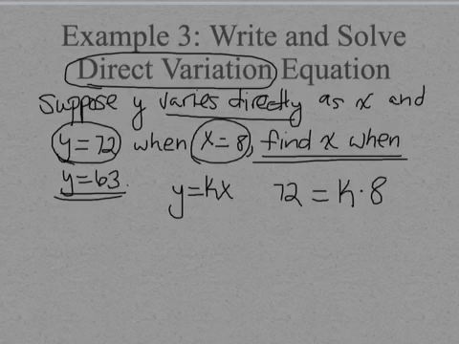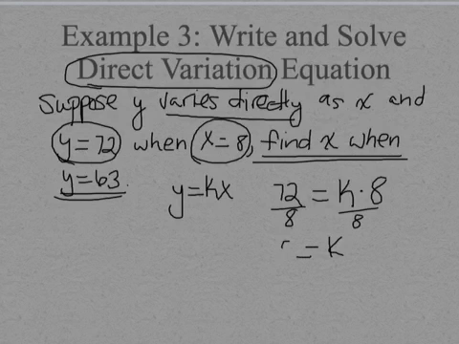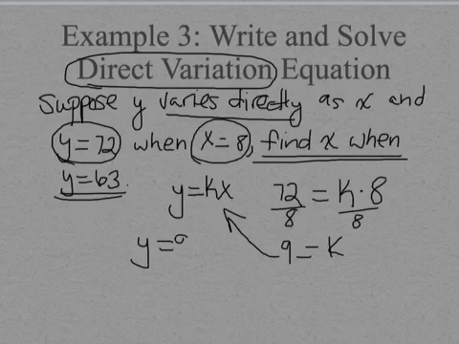All right, so now I think it's pretty clear. You can see, I think most of you can see, that I can divide both sides by 8, and k is equal to 9. So my direct variation equation, my general equation for this relationship is y is equal to 9 times x, right? So now that I have this standard relationship, now I can get to this last triple underlined section where it says find x when y is 63.